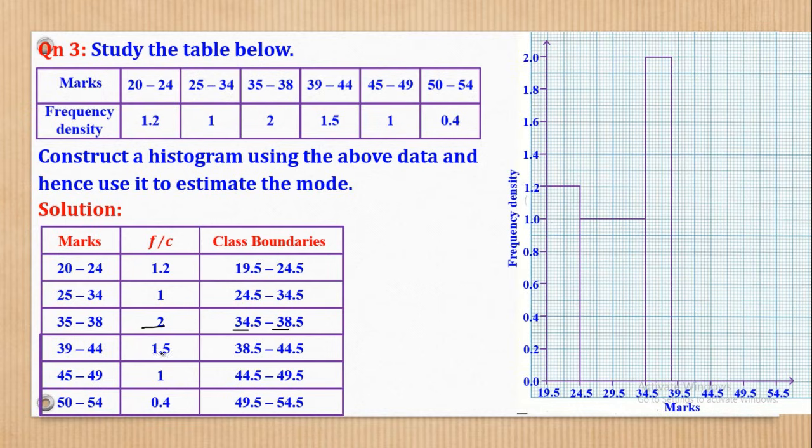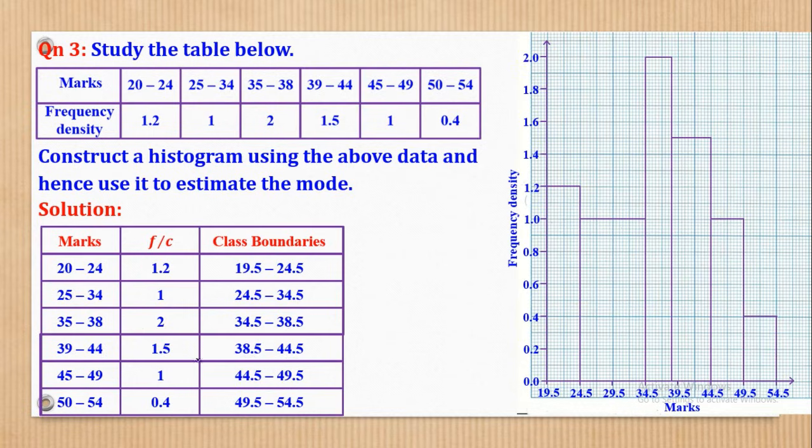You must be keen of the ranges. So 1.5 starts from 38.5 to 44.5. So draw that. Then 1 starts from 44.5 to 49.5. So draw that. Then 0.4 starts from 49.5 to 54.5. So draw that.